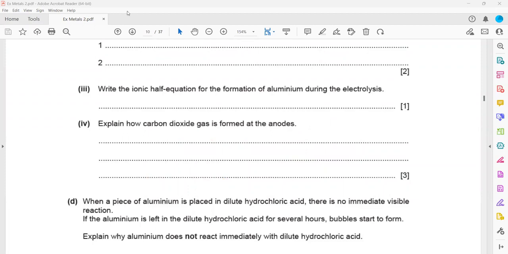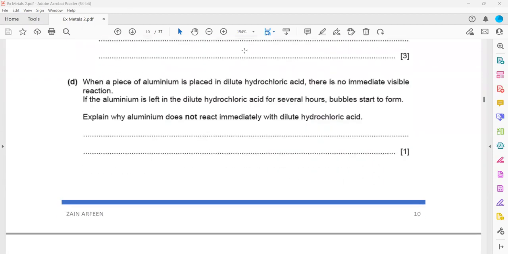Then a piece of aluminium is placed in dilute hydrochloric acid. Like you have a beaker, and this beaker is filled with dilute hydrochloric acid. When you add this piece of aluminium, you find it does not react immediately. There is no visible change. But if we leave this aluminium for several hours, then bubbles start to form. Explain why the aluminium does not react immediately. What is the reason for that? Whenever you have a piece of aluminium, its top layer is not aluminium, its top layer is aluminium oxide.